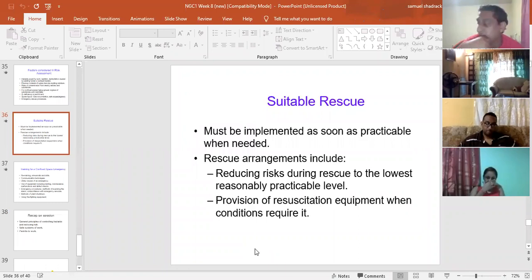So suitable rescue, once you are going into a confined space. Again, I am sorry, this book took out all the pictures. I don't know why. But anyway, this is how the course has come to now. They used to have some really good rescue pictures in the book.